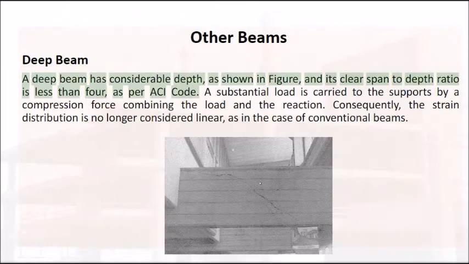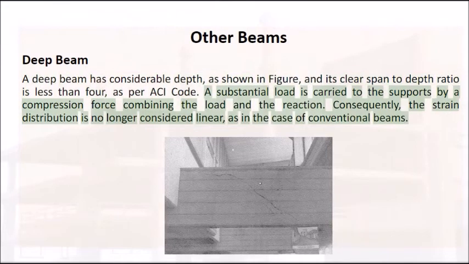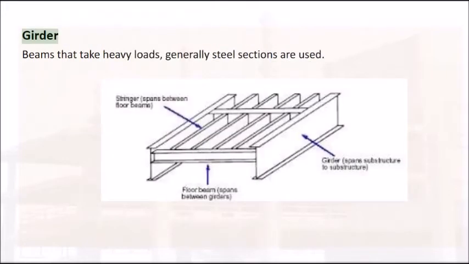A deep beam has considerable depth, as shown in the figure, and its clear span to depth ratio is less than 4, as per ACI code. A substantial load is carried to the supports by a compression force combining the load and the reaction. Consequently, the strain distribution is no longer considered linear, as in the case of conventional beams. Girder. Beams that take heavy loads, generally steel sections are used.